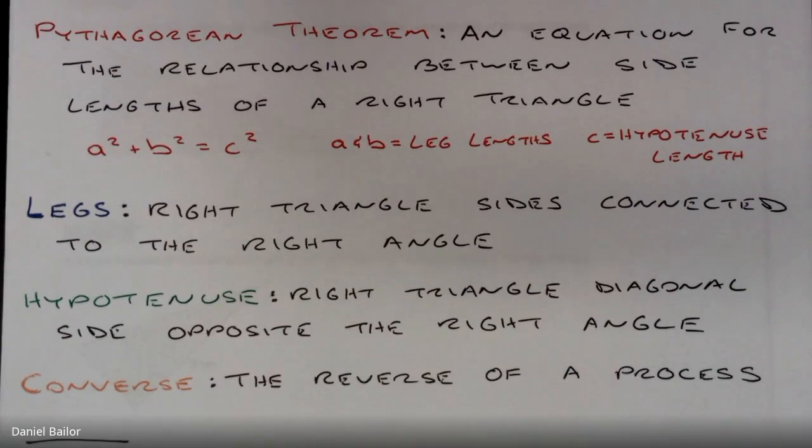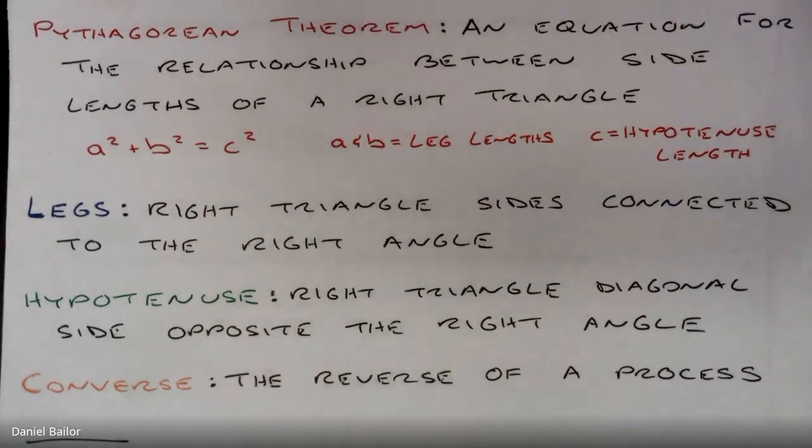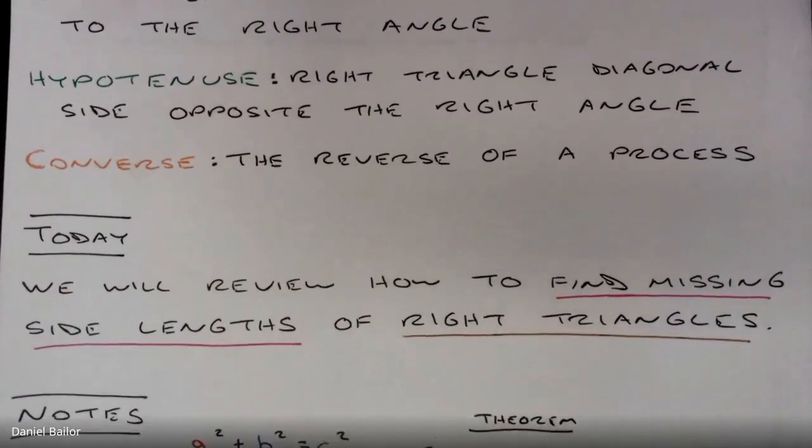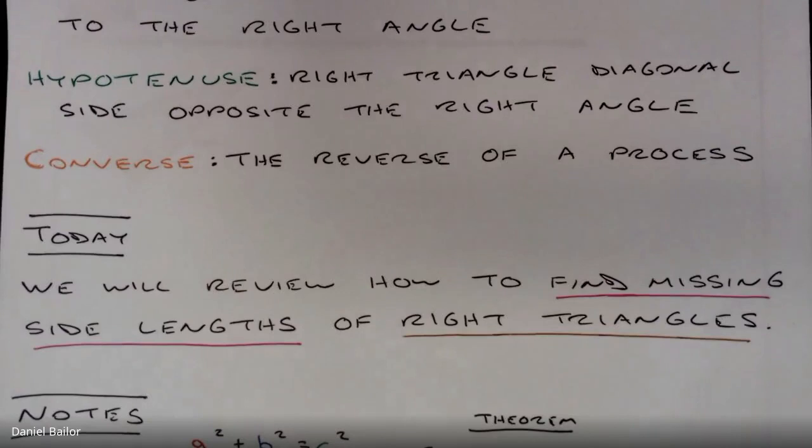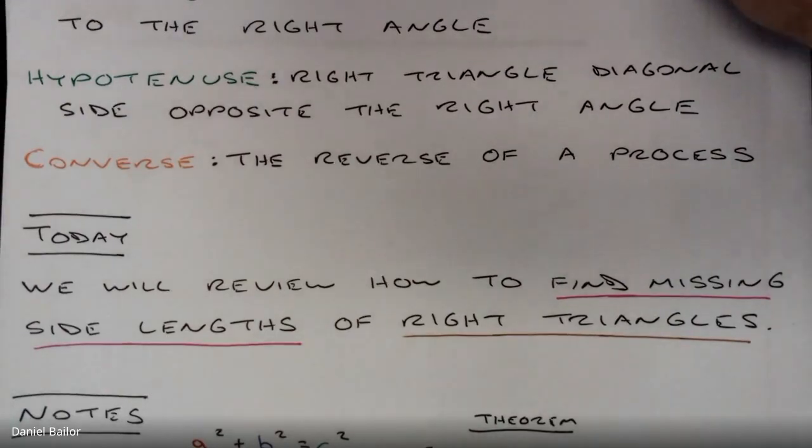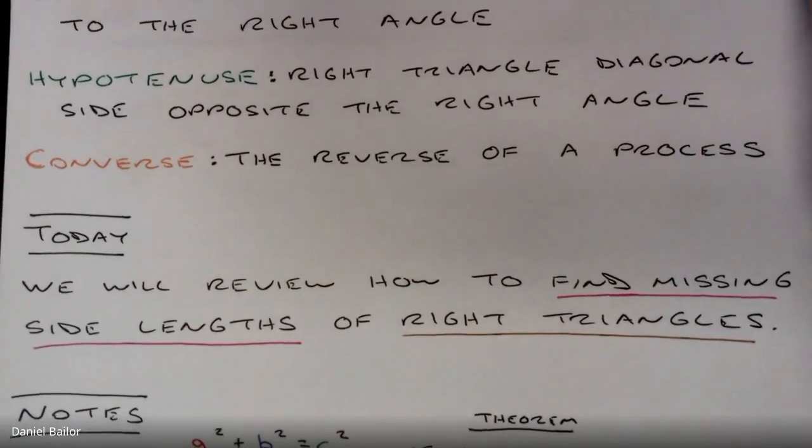So those are our 4 vocabulary terms. If you need more time to copy down the definitions, pause the video now and copy them down. But let's talk about what we're going to be doing today. Today, we will review how to find missing side lengths of right triangles. So like I said, we've done the Pythagorean theorem before. Today, we're going to review it, practice it some more, and look and understand it deeper than we have in previous modules. So we're going to still find missing side lengths of right triangles using the Pythagorean theorem.